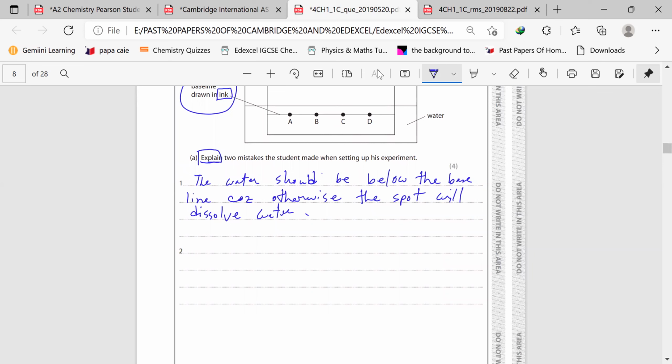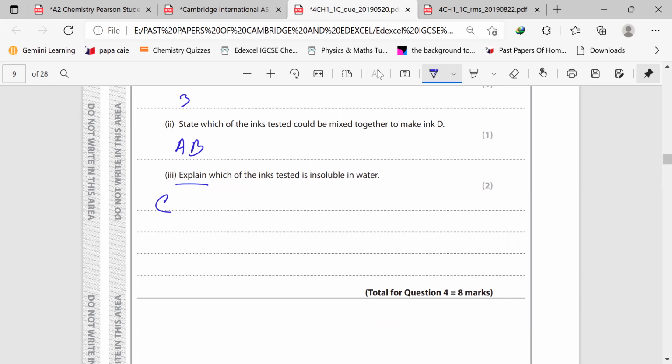Next point. Explain which of the inks tested is insoluble in water. I'd say C. It is insoluble because the ink C spot still stays on the baseline even after the experiment. Very good. It didn't move at all from the baseline, right?